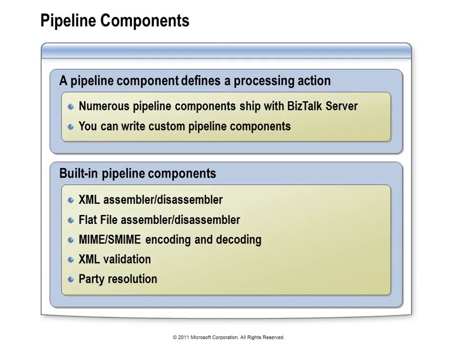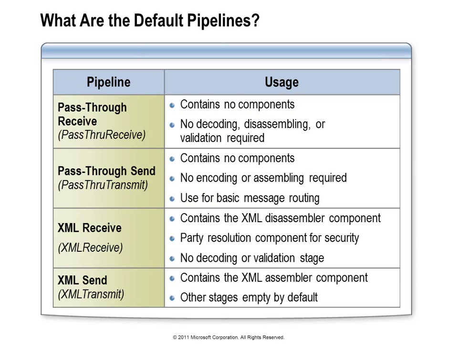You'll be able to pick and choose which components are required to process the messages for your application. But that's not always necessary because BizTalk provides some built-in pipelines. There are two so-called pass-through pipelines, and these are minimal pipelines. They actually don't contain any components. There is a pass-through receive pipeline and a pass-through send pipeline. So if you have a receive location that doesn't need to do any pre-processing of a message, or you have a send port that doesn't need to do any post-processing, you can make use of these pipelines.